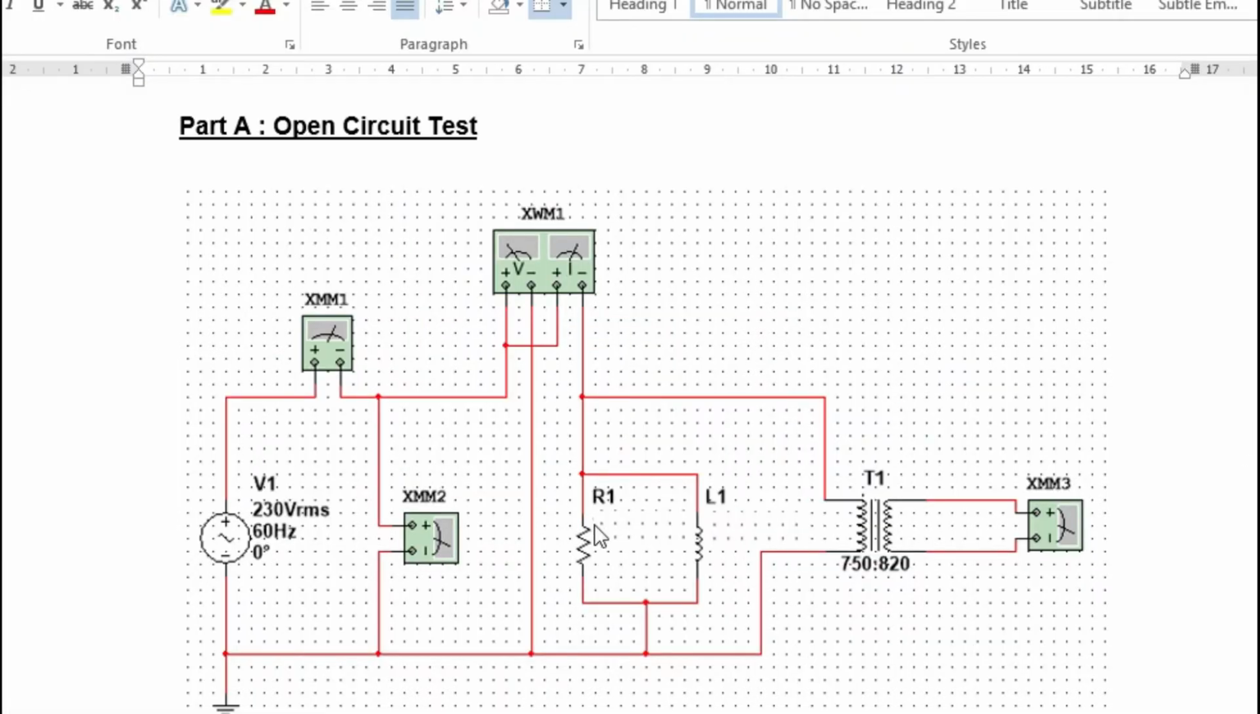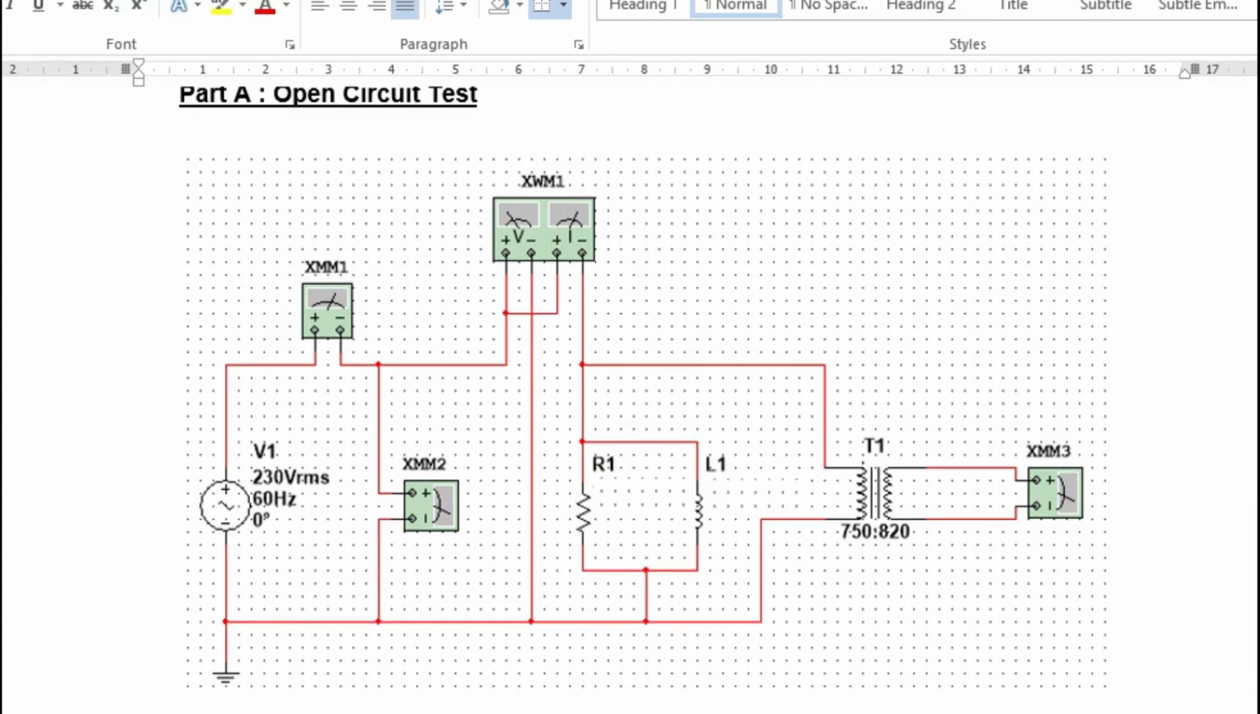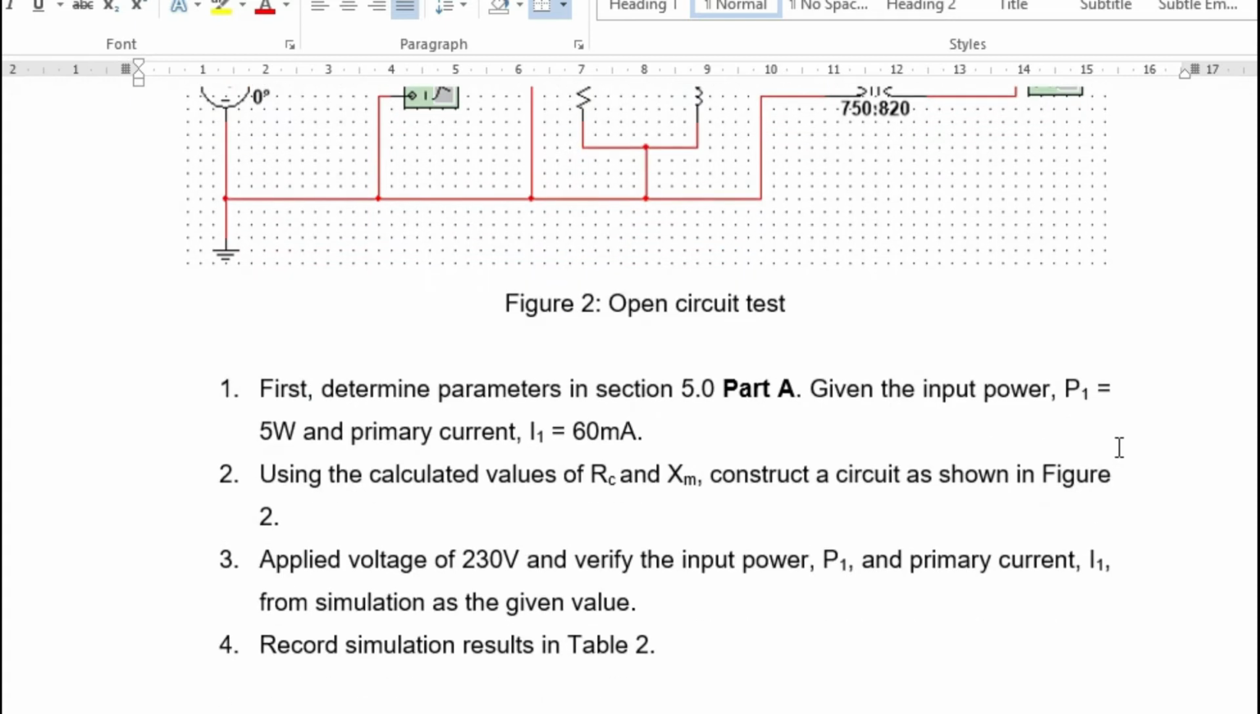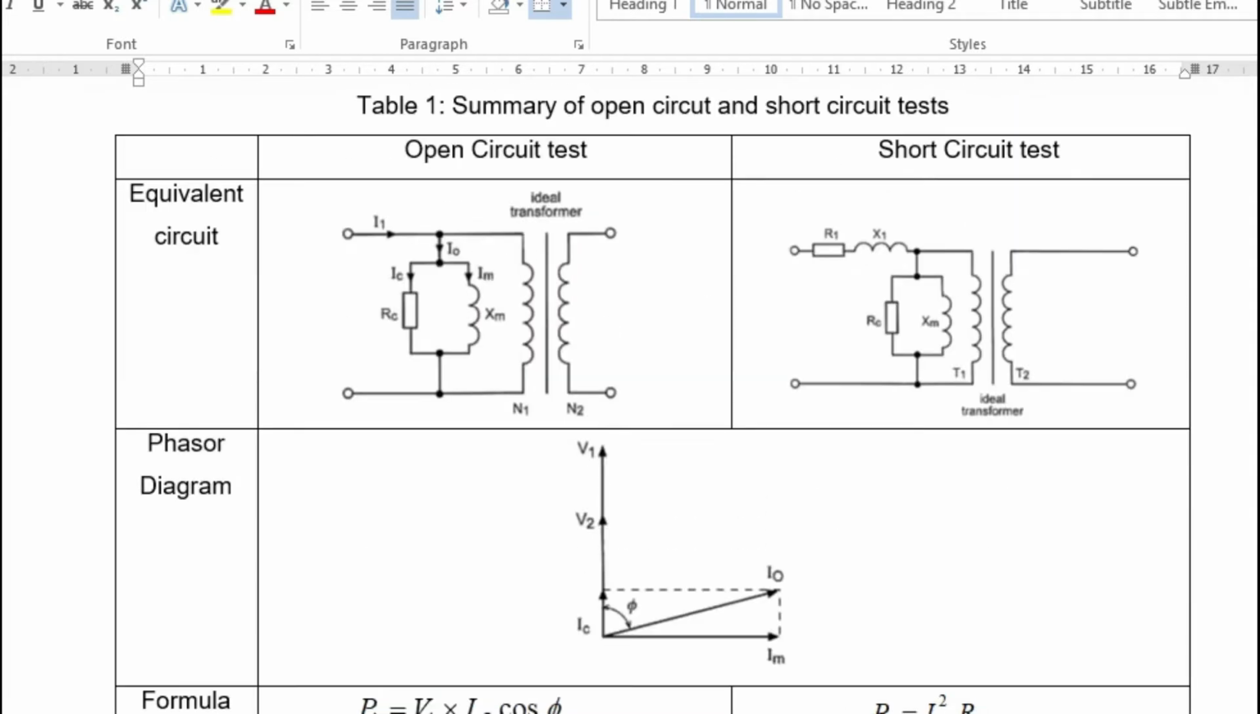As we know, R1 and L1 we have to find by calculating them, but the parameters are already given. The input power P1 from the wattmeter is 5 watts, and the primary current is 60 milliamperes. And we have to calculate RC and XM, which are here in the open circuit. This is the RC and XM in a parallel circuit.